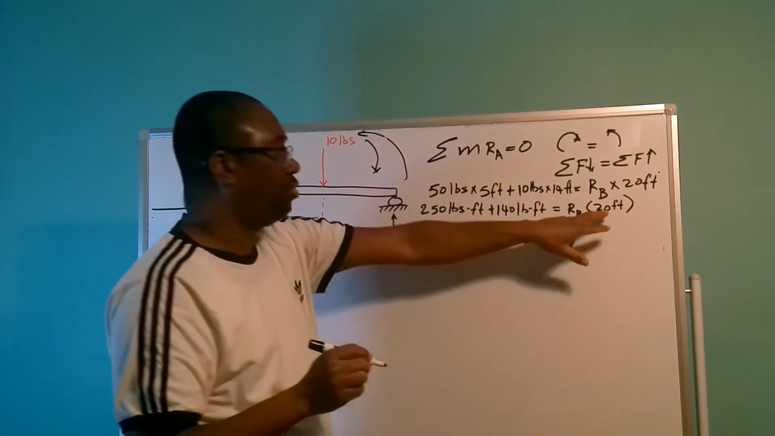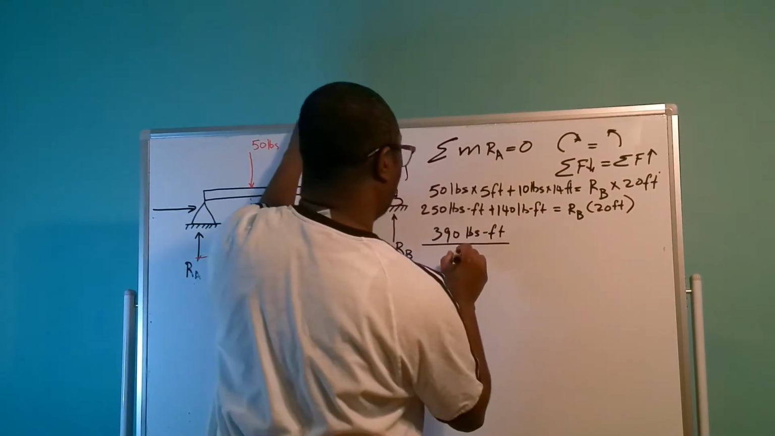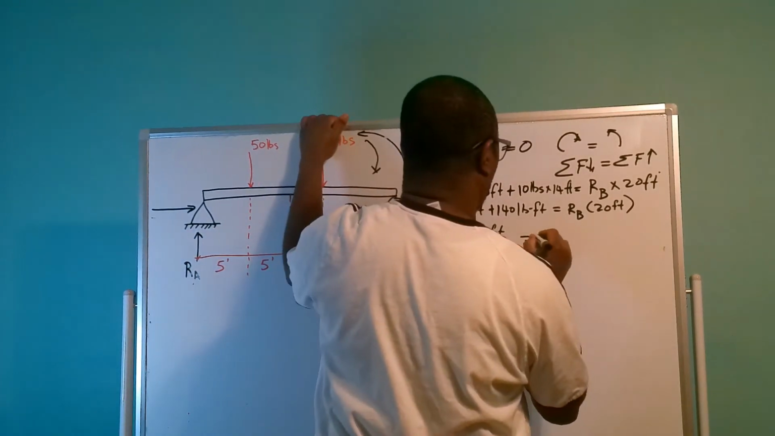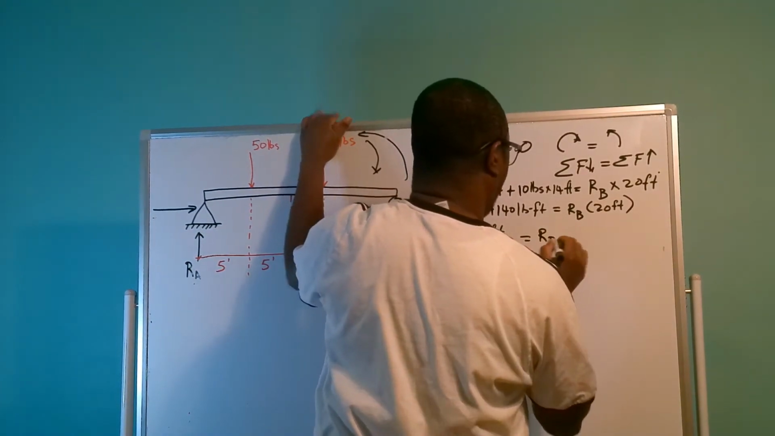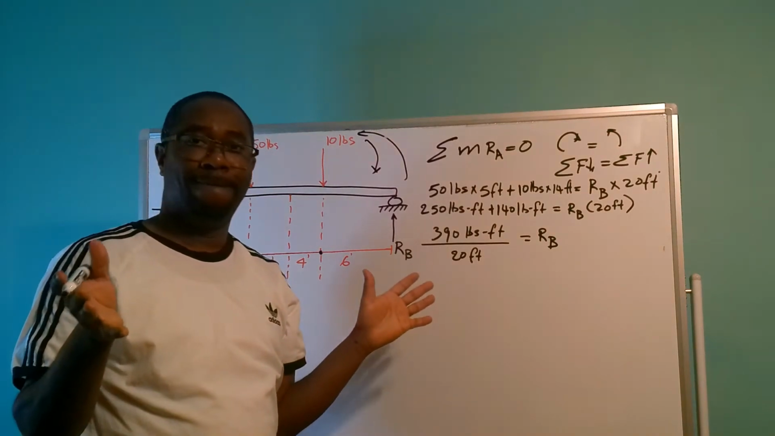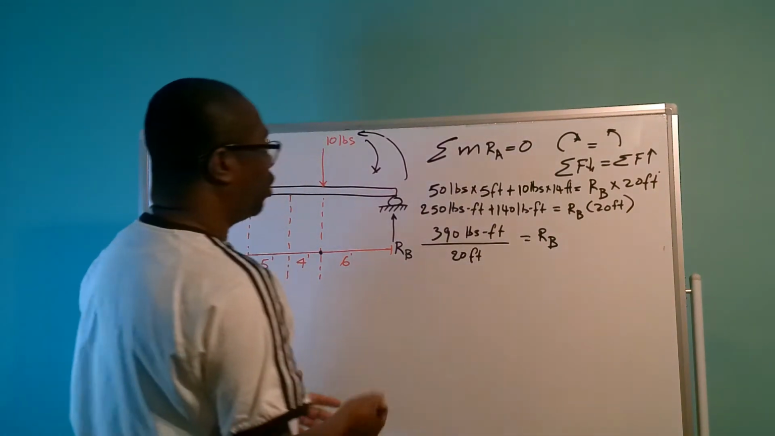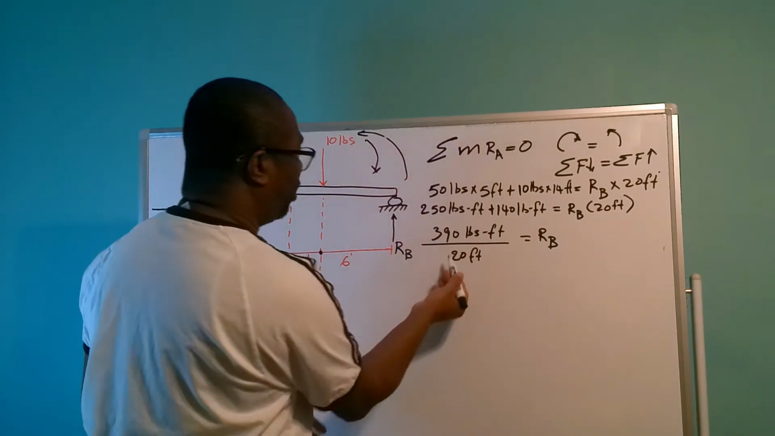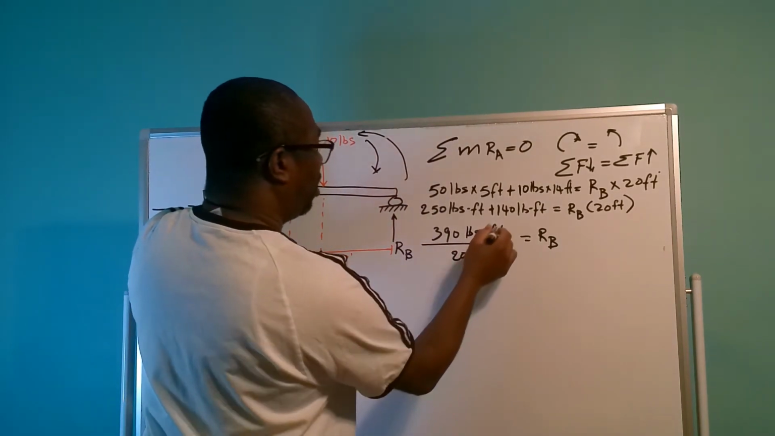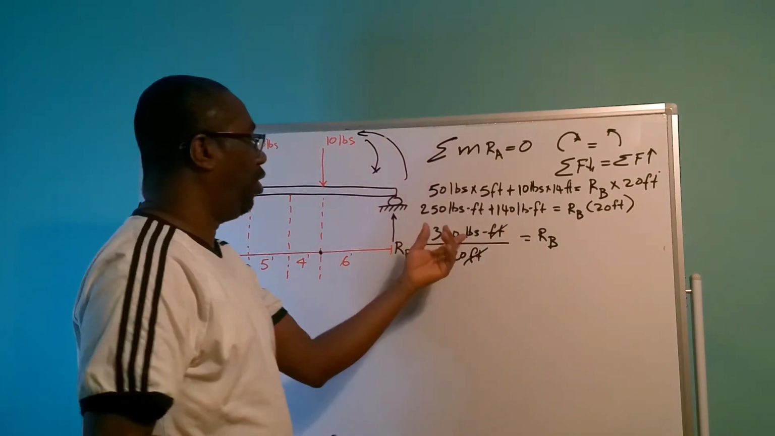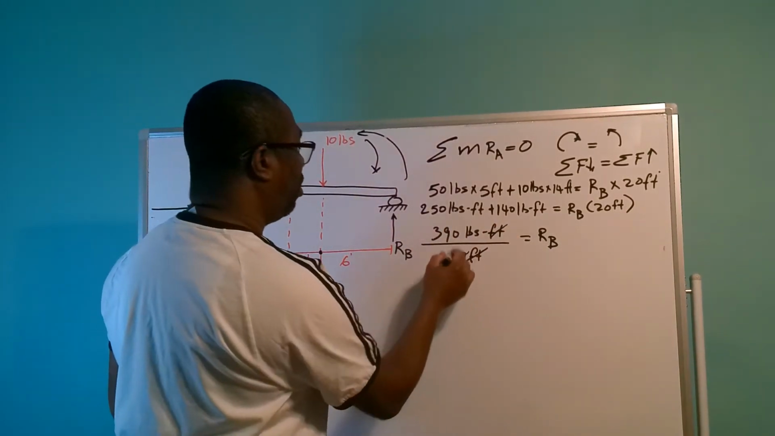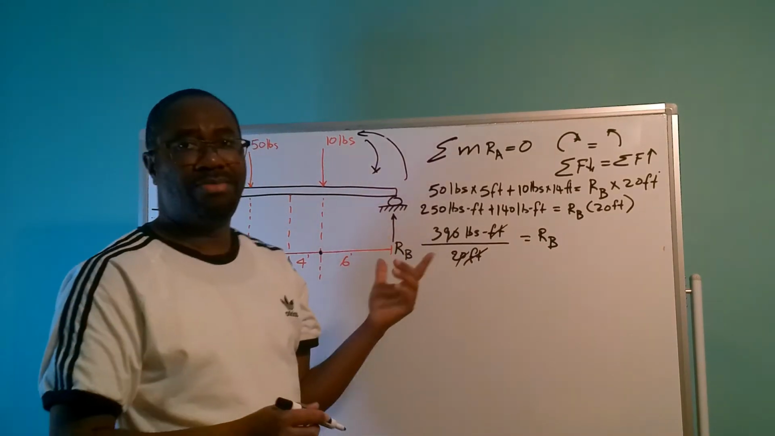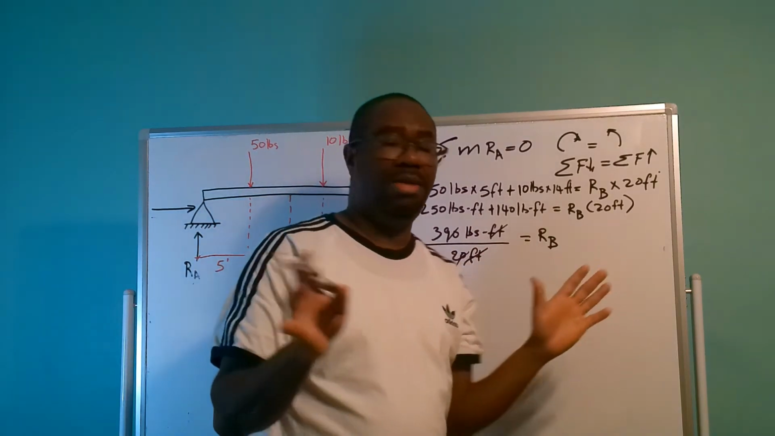divided by 20 feet equal RB. See that? So we're going to divide this 20 into this 390. So feet cancels feet here, so we are left with the unit of pounds. We have 0 cancel 0, and then 2 into 39, which is going to equal 19.5.